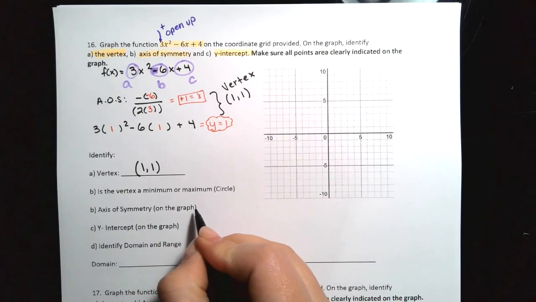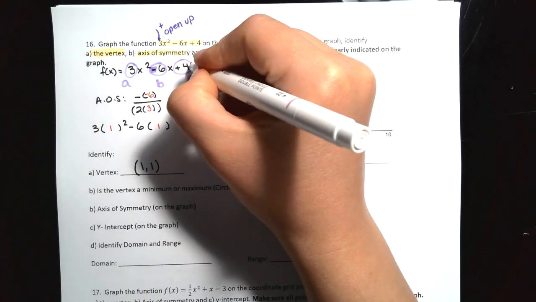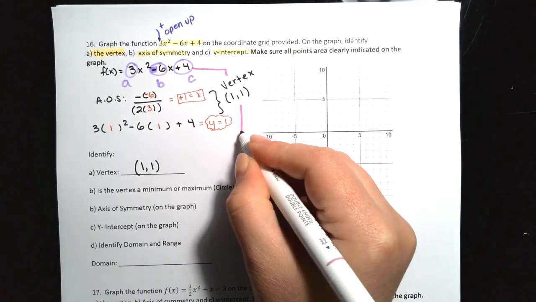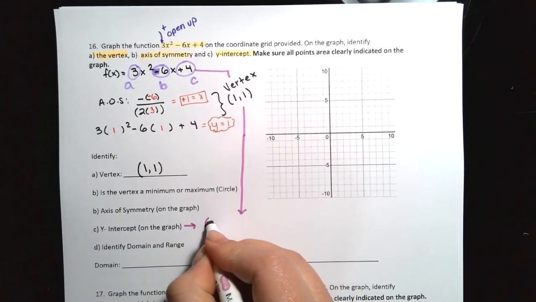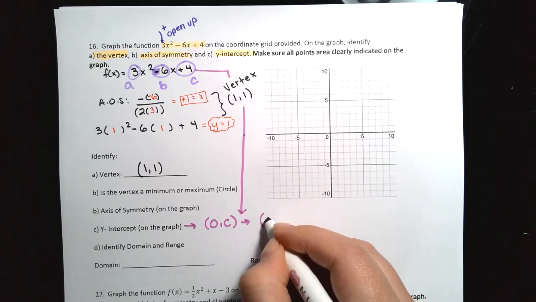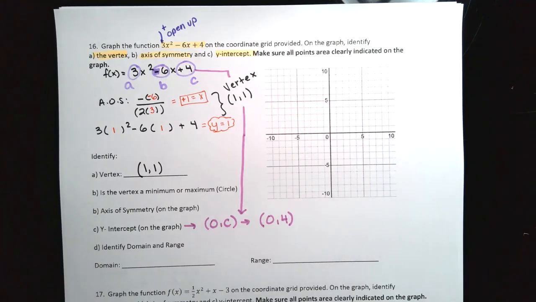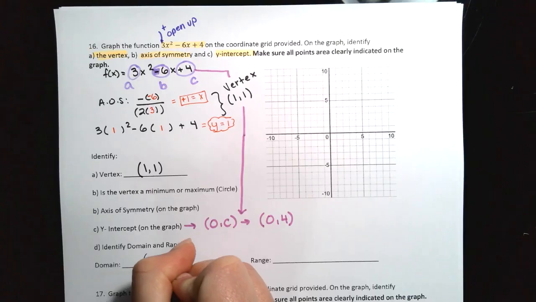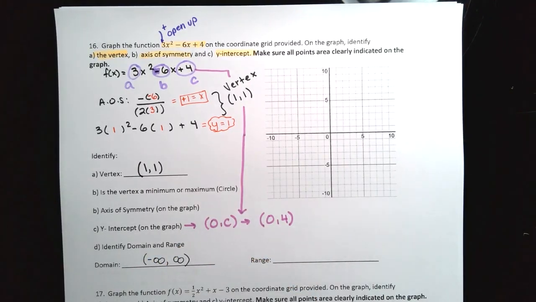Axis of symmetry, we're going to do that on the graph. Y-intercept. Now, y-intercept, as we saw in the previous example, if we take our c value, and this only works for standard form, y-intercept is our c value. So for the y, we have 0, comma, positive 4. Domain, I haven't even sketched anything, but I already know our domain is going from negative infinity to positive infinity, with parentheses, reminder that quadratic functions always have the same domain.